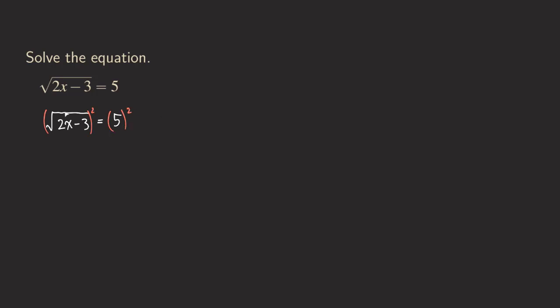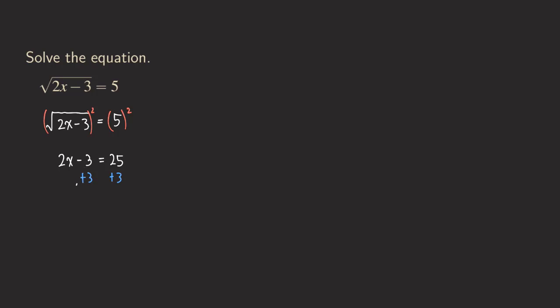And then squaring the square root, we are just going to get the stuff on the inside. So we are going to get 2x minus 3. And then what do we get on the right side? The right side would just be 5 squared, so we get 25. And now it becomes a linear equation. It's really easy to solve, and all we need to do is isolate the x. So we are going to add 3 to both sides of the equation.